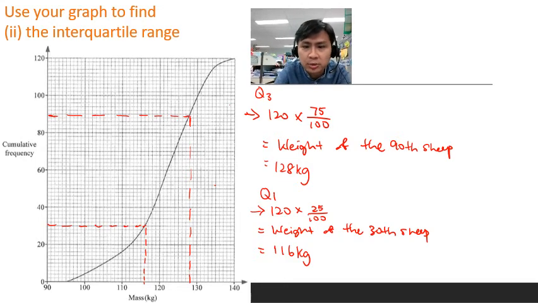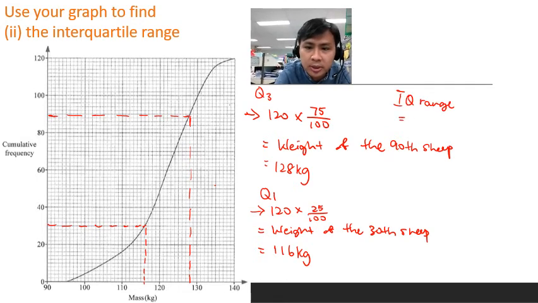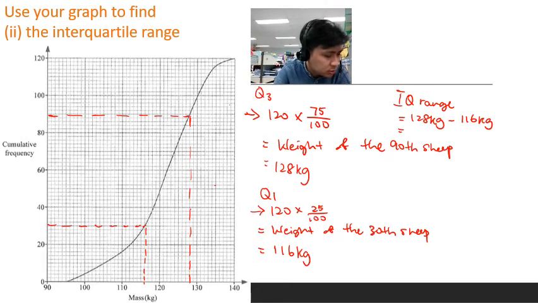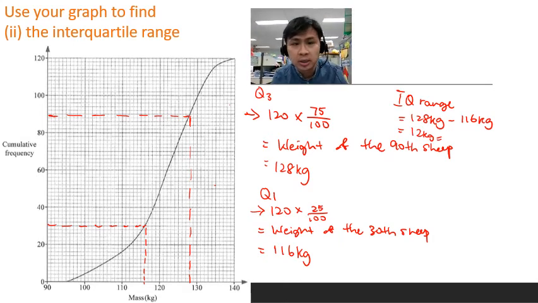To find our interquartile range, we will just use the formula. The interquartile range is Q3 minus Q1, which will be 128 kg minus 116 kg. We take the difference. Our interquartile range will just be 12 kg. So this is how we find the interquartile range for this question.